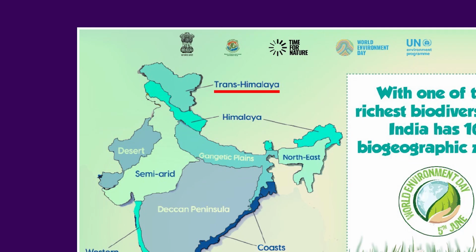Despite the harsh climate, the biodiversity here is remarkable, with species that have evolved unique adaptations to cope with the low temperatures and limited vegetation. The Trans-Himalayan zone is also significant for its unique cultural heritage, with ancient monasteries and traditional lifestyles that have persisted for centuries.